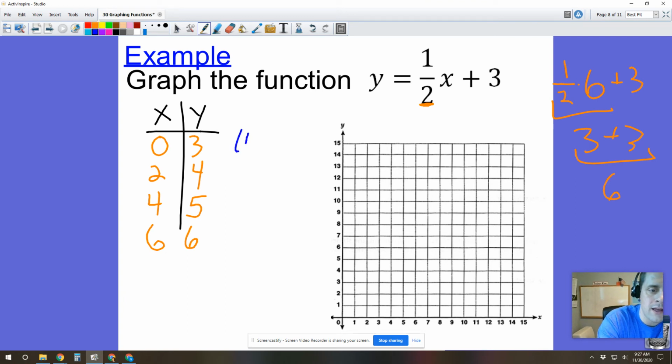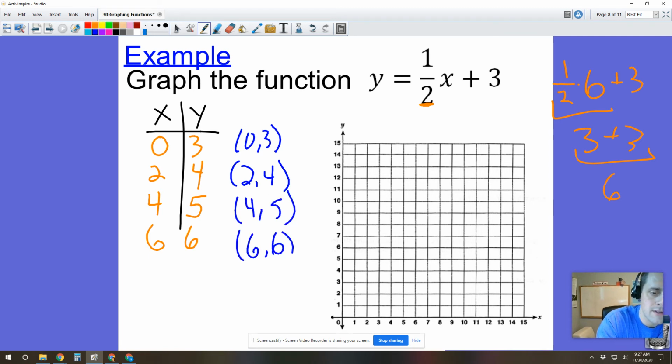Ordered pairs I created then are (0, 3), (2, 4), (4, 5), and (6, 6). Let's go ahead and graph those. (0, 3) means up 3 from the origin. (2, 4), 2 to the right and up 4. (4, 5), 4 to the right and up 5. And then (6, 6), 6 to the right and up 6.